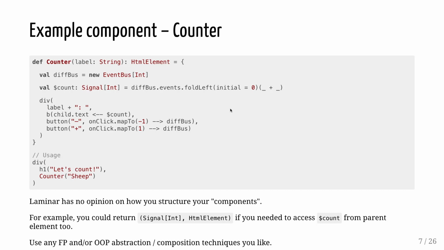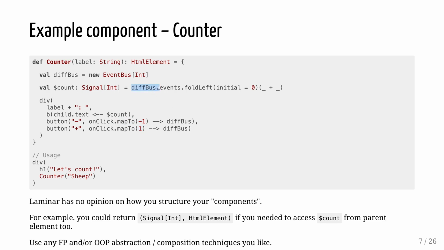Let's look at a few example components to give you a sense of patterns and techniques that we use in Laminar. This is a counter that renders the current count in bold, as well as decrement and increment buttons to change it. And obviously the count updates live. It works very similar to the Hello World application we just saw, except we have an event bus instead of a var. As you can see, when you click on the buttons, we send either -1 or 1 into the bus, depending on which button is clicked.